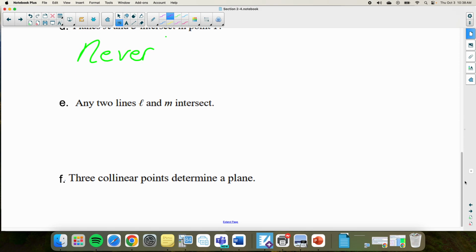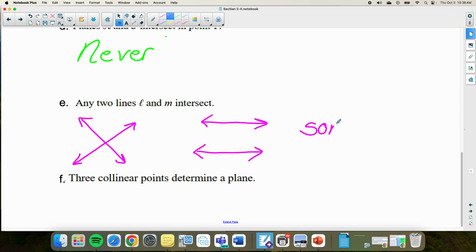E says any 2 lines, L and M, intersect. Sometimes. The 2 lines could intersect, right? Like this. But couldn't they also be parallel and not intersect? So because of that, this would be sometimes.